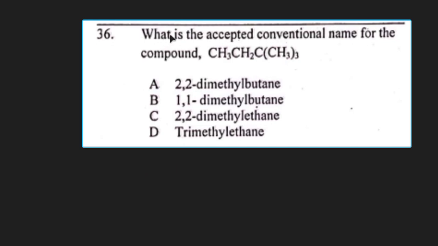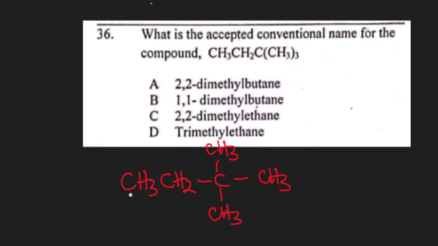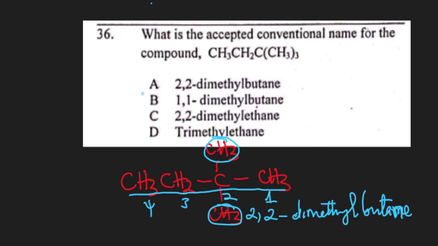Question 36. What is the accepted conventional name for the compound? So let's draw out the open structure. So this is the longest carbon chain, and these are substituents. The alkyl groups are substituents on the chain, and we count from carbon 1, 2, 3, 4. So these alkyl groups are on the second carbon atom. So there will be 2,2-dimethyl, since there are two of them, dimethyl butane. So our option is A.